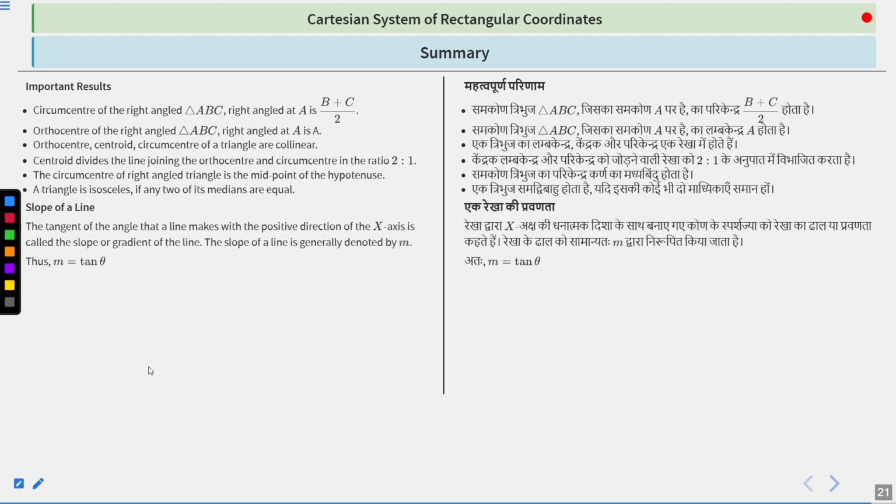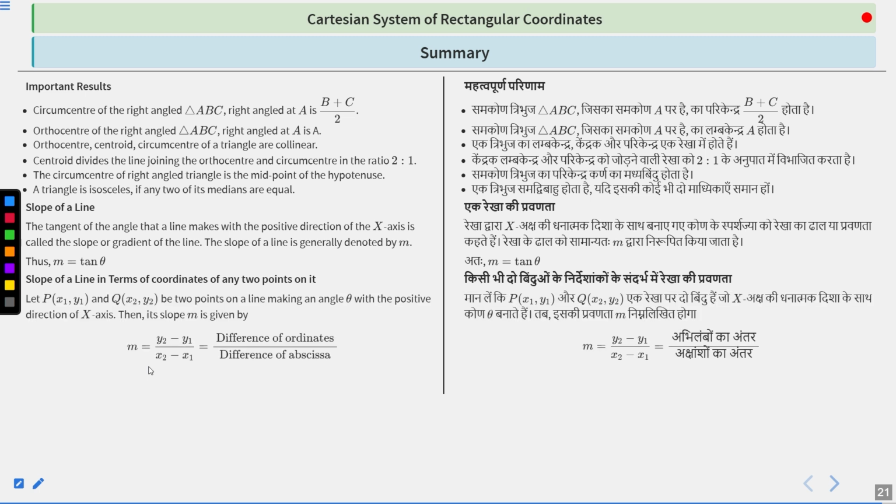After that, we have seen the slope of a line. For a line making an angle theta with the positive direction of the axis, the slope can be taken as m is equal to tan theta. After that, we have seen the slope of a line in terms of the coordinates of any 2 points on it. So we have 2 points, P having coordinates (x1, y1) and Q having coordinates (x2, y2). These are 2 points on the line making an angle theta with the positive direction of the axis. Then its slope m is given by m is equal to (y2 minus y1) upon (x2 minus x1), which is the difference of ordinates upon the difference of abscissa, right?